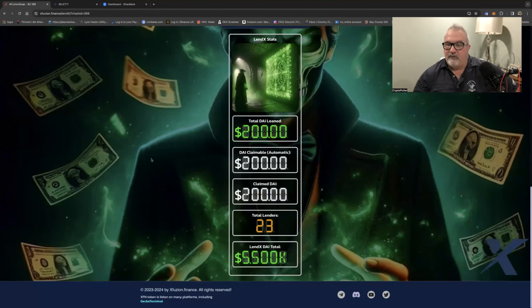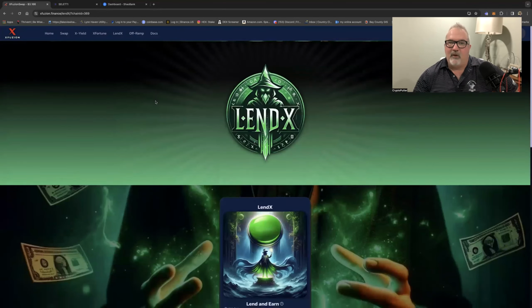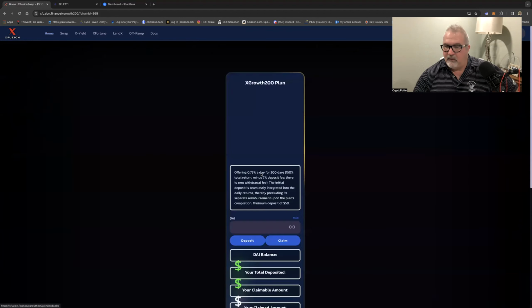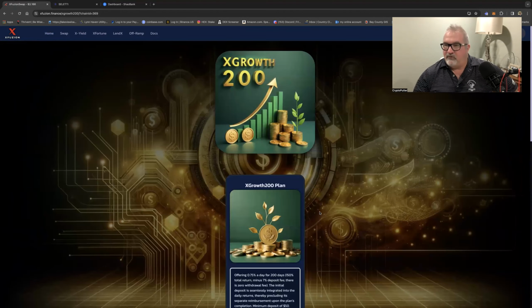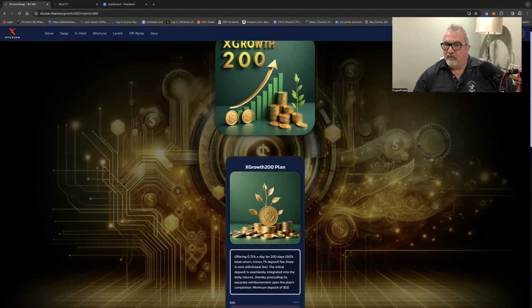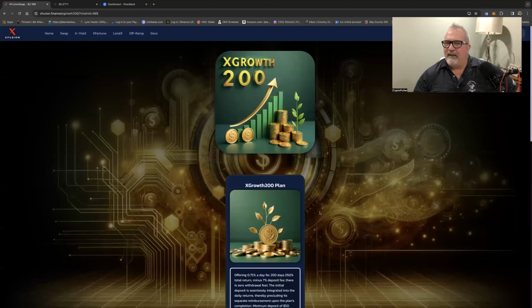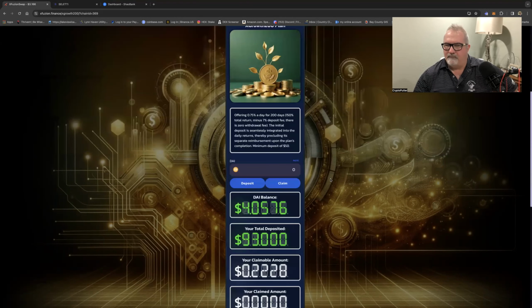They are doing some things within this project to help boost this Lendex DAI total. And that is coming in the form of, if I'm not mistaken, this one, which they just launched either late or early this morning, or very late last night. I can't remember which one it was. X Growth 200. Let's talk about it.